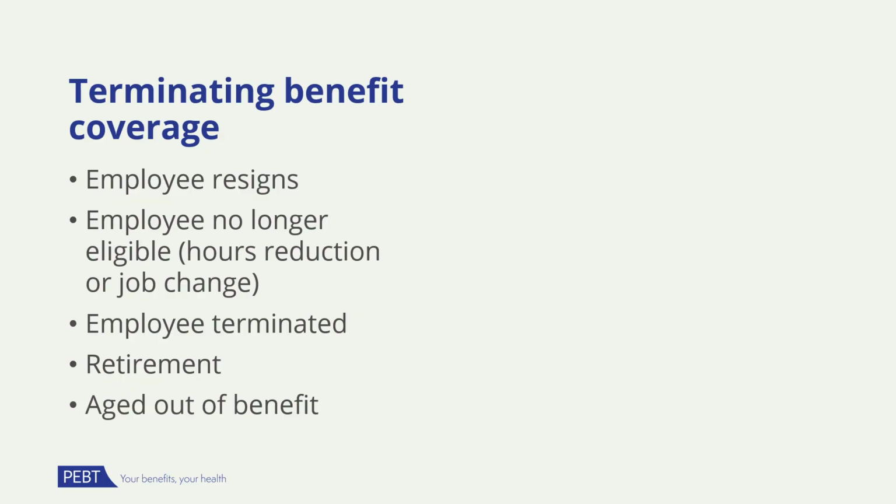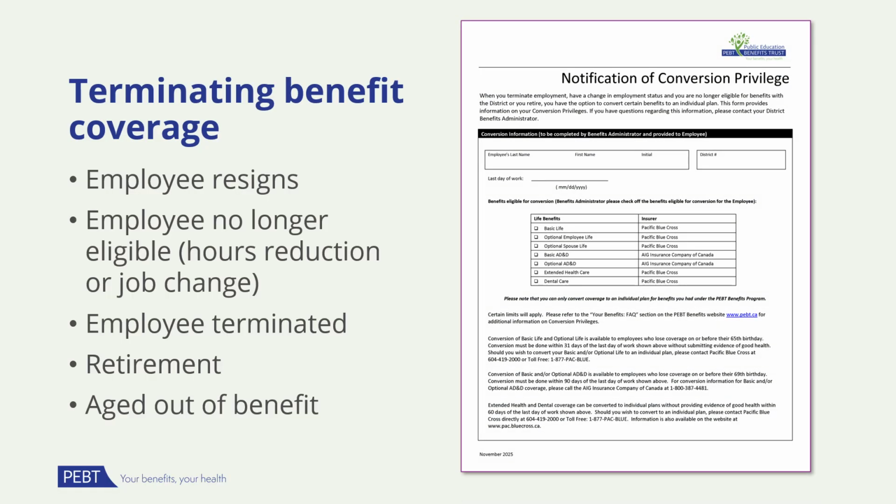When benefits are terminated or reduced, the employee has the option to convert their coverage to an individual plan. The PEBT Notice of Conversion form, found under Forms on the website, needs to be completed by the benefits administrator and provided to the employee promptly, as there are time limits for converting to an individual plan. This is important and is a requirement of the plan. The form provides the employee with the time limits and the contact information for the carriers for the applicable benefits.